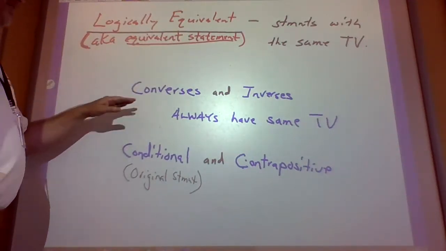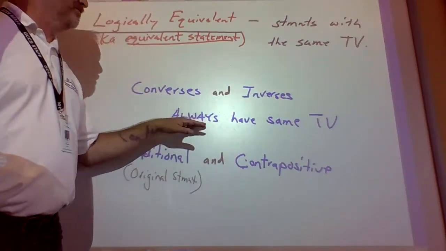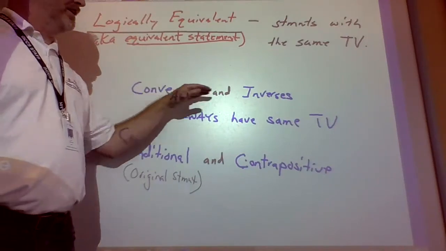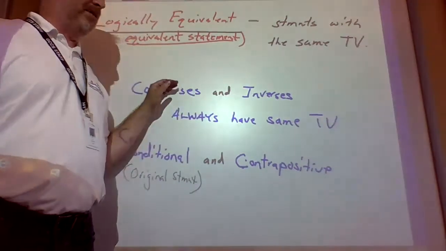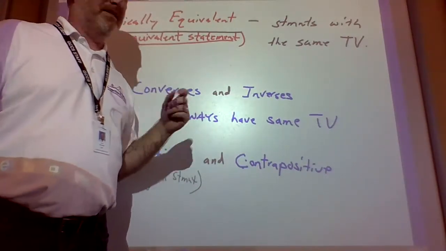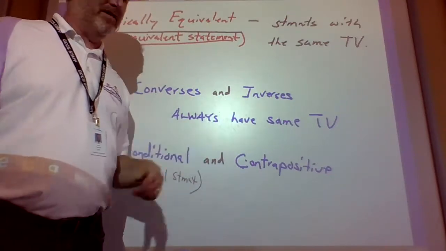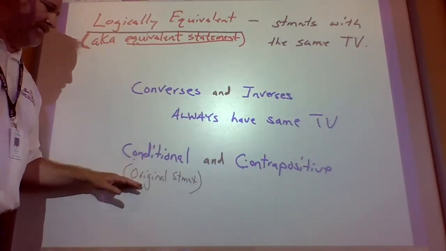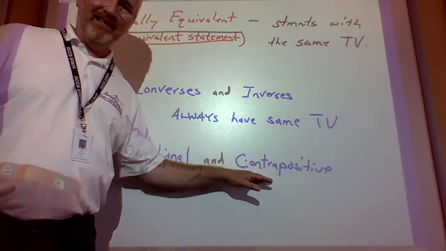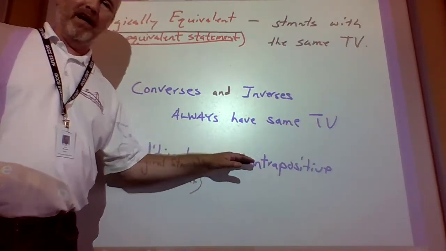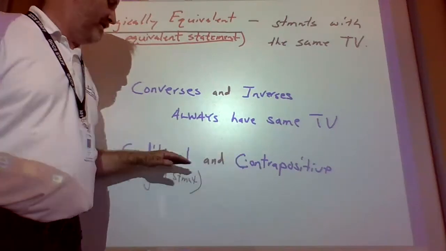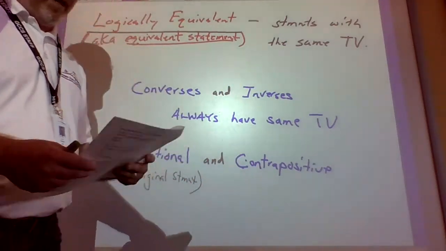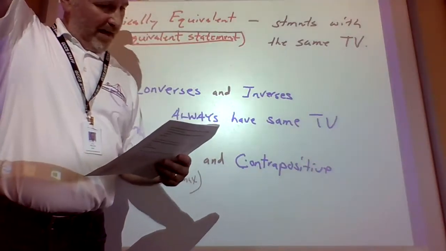The converse and the inverse will always have the same truth value. So if the converse of something is true, then so is its inverse. And same thing with the opposite: if the converse is false, then the inverse is false. Then the conditional, or the original statement, and the contrapositive should always have the same truth value. So these two will always have the same truth value, and these two will always have the same truth value. And that's helpful to know.